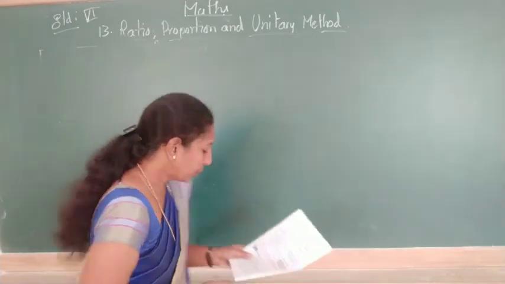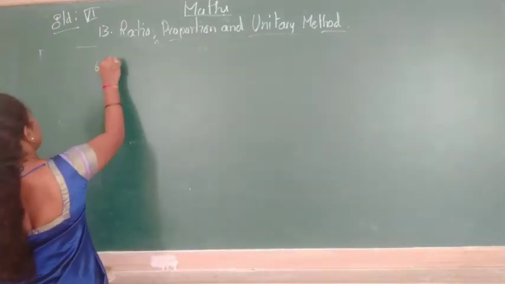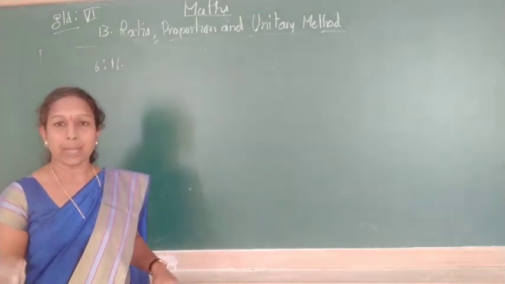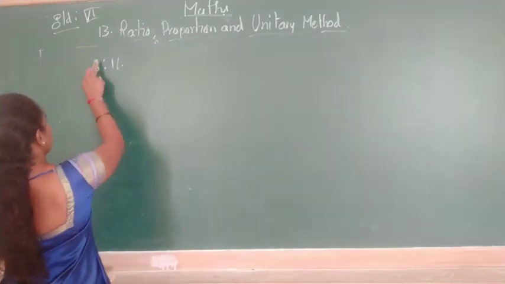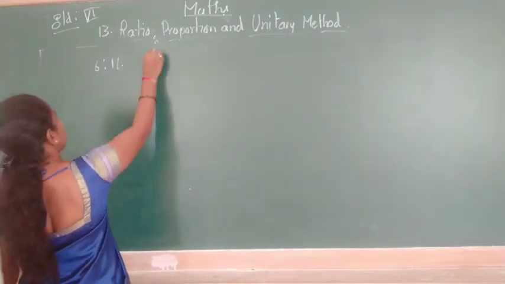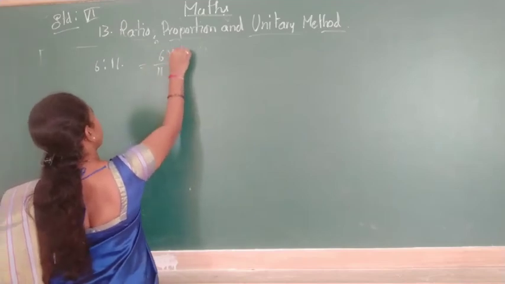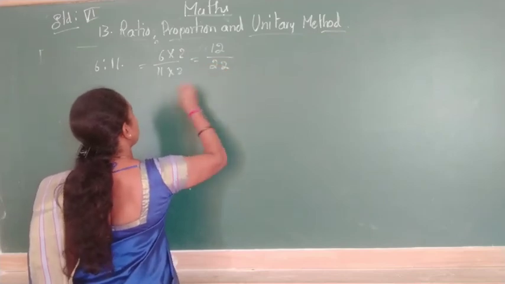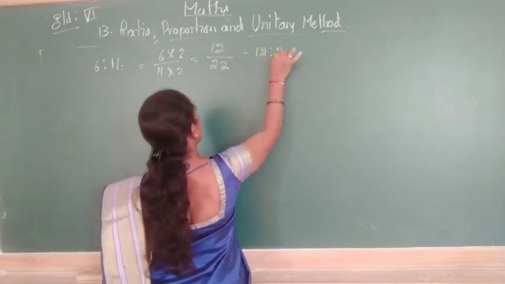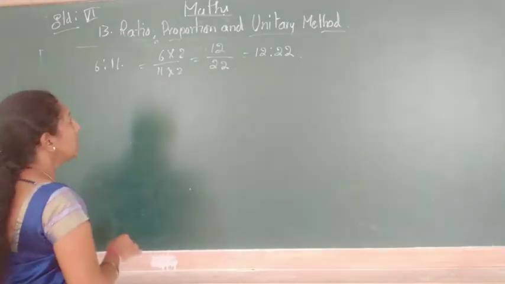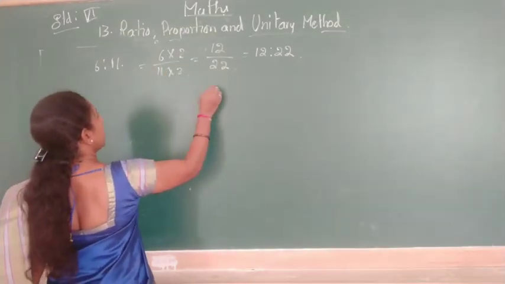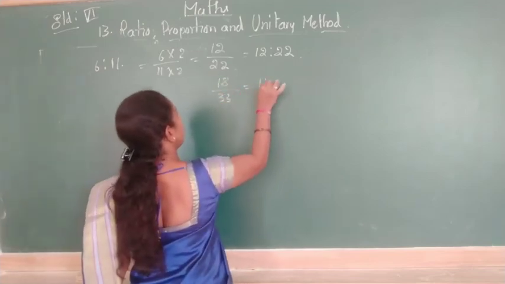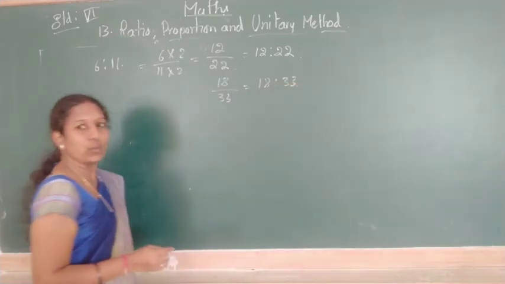Here also the same. Okay, so let's take 6 by 11. How to write the equivalent ratios for it? As I told you, multiplying by 2, 2. So first I will multiply here by 2 and then here by 2. So what will be the answer? 6 2s are 12, 11 2s are 22. So the ratio will be 12:22. Okay. If I multiply by 3, again I will get 6 3s are 18, 11 3s are 33. So 18:33.